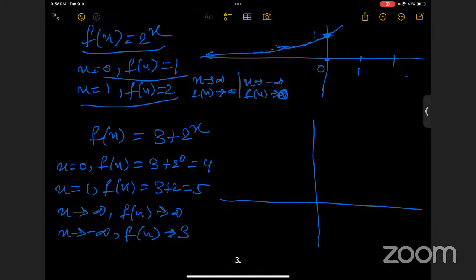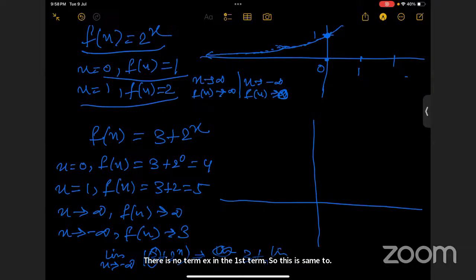Ma'am, could you please explain this thing? When x tends to minus infinity, f of x tends to 3. So if x tends to minus infinity, then we have limit x tends to minus infinity, 3 plus 2 to the power x, right? There is no term x in the first term. So this is the same as 3 plus limit x tends to minus infinity, 2 power x, and this is 0, we know, right?